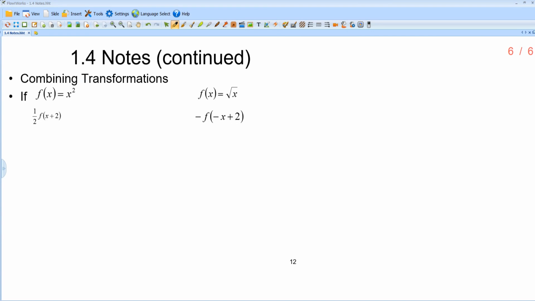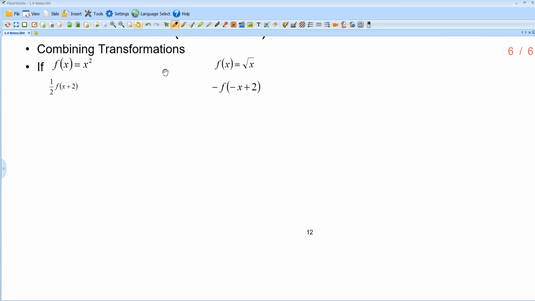All right, just 2 more examples. Again, I'm going to start off by just drawing what these original graphs would look like.